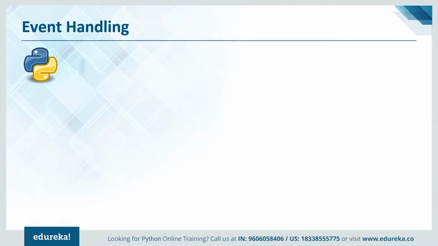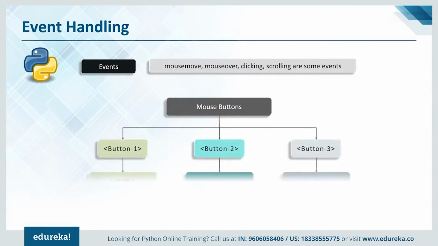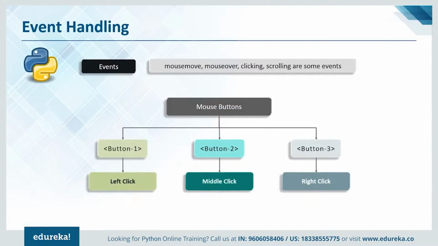Well, there are certain events such as mouse move, mouse over, clicking, and scrolling and all of that, right? So basically the button 1 parameter of the bind method is for the left clicking event. That is whenever you click the left mouse button on your mouse. And button 2 is for middle click and button 3 is for the right click, right? Well, middle click is basically clicking on the wheel. And here we are binding the left click event to a particular button, right?